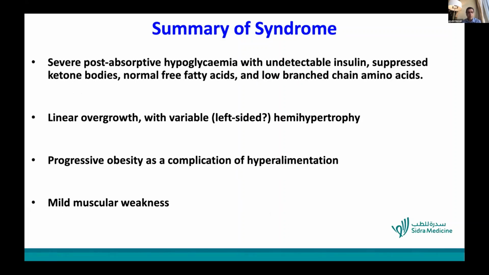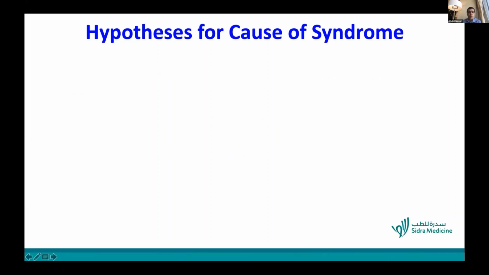So we have a syndrome here. We have 3 patients with a very unusual syndrome of post-feeding hypoglycemia with undetectable insulin, although we can see that there is biochemical action of insulin around, but we cannot pick up any insulin. They all have a bit of hemihypertrophy, and of course they became obese because of the continuous feeding.